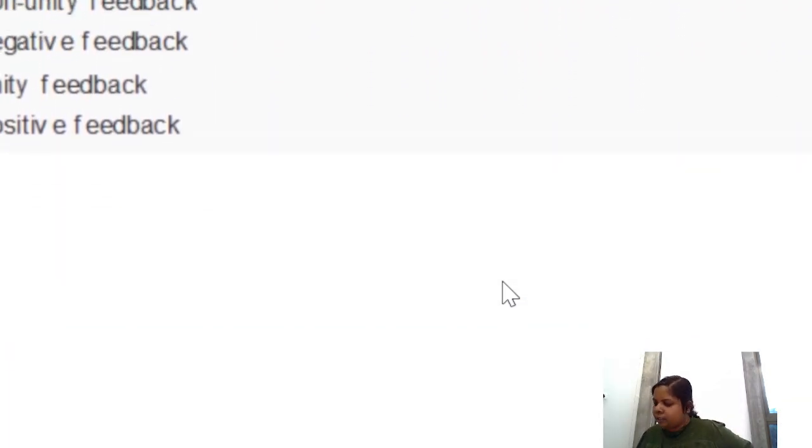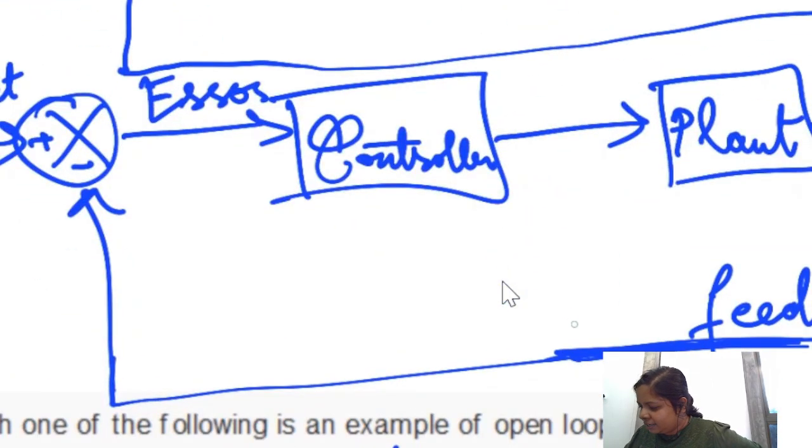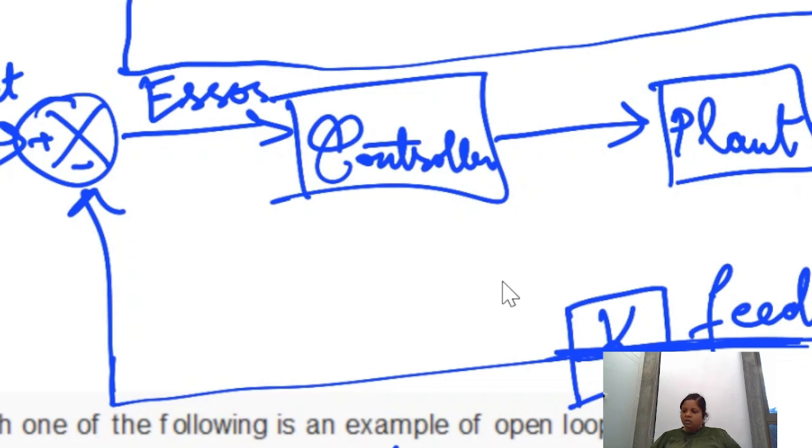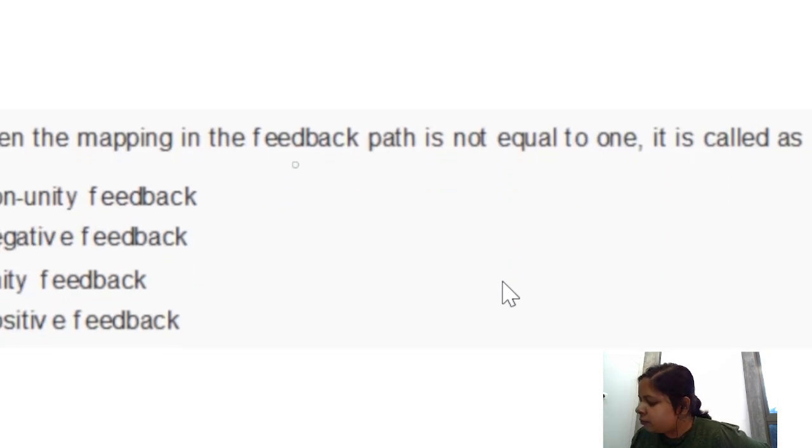Okay, when the mapping in the feedback path is not equal to 1, it is called as... So here you see, when I gave feedback, it could have some gain also. Let's say if some k was here, because we can have some gains or we might not have some gain. If there is no gain, it is just a line, just like a wire. If it is like a wire, it means that the feedback is 1. So when you say the mapping in the feedback path is not equal to 1, it is non-unity feedback.